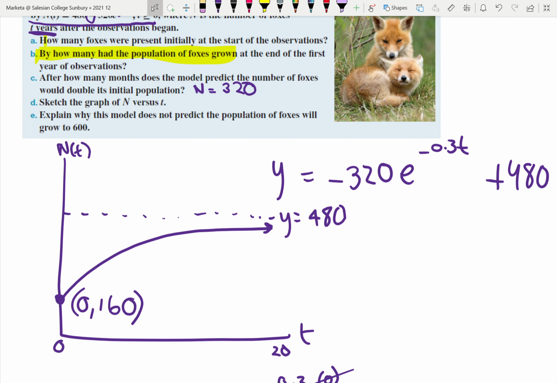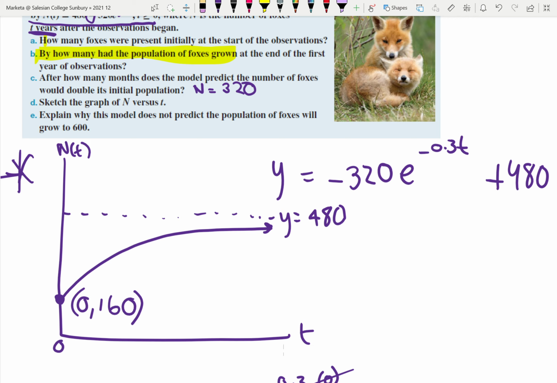All right, sketch. Oh, yeah, we already have sketched the graph. So here's the graph sketched here, showing all important features. And it doesn't give us a domain there, only that t is greater than 0. So I've done it to 20. I don't really need to put that 20 there. It was just when I was drawing it on CAS that I wanted to give a value that would be appropriate. Explain why this model does not predict the population of foxes will grow to 600.